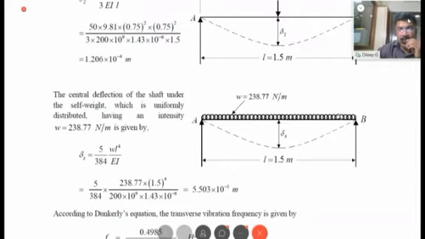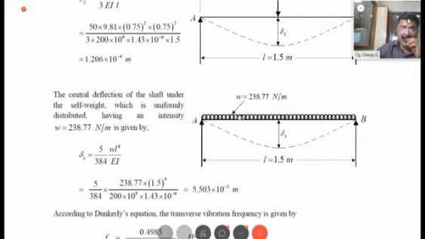which can be assumed to be uniformly distributed, whose intensity W is equal to 238.77 Newton per meter. So delta is 5 by 384 WL raised to 4 by EI. This is a formula. 5 divided by 384 into small w, 238.77 into L raised to 4, 1.5 raised to 4, divided by E. E is 200 into 10 raised to 9 into I. I is 1.43 into 10 raised to minus 6. And if you do it, you will be getting the maximum central deflection due to self-weight. Delta S is 5.503 into 10 raised to minus 5 meter.